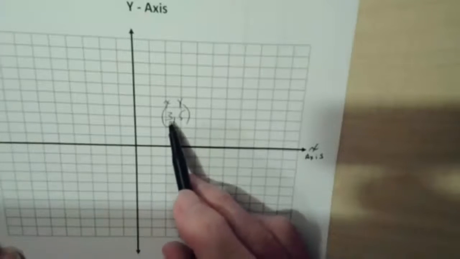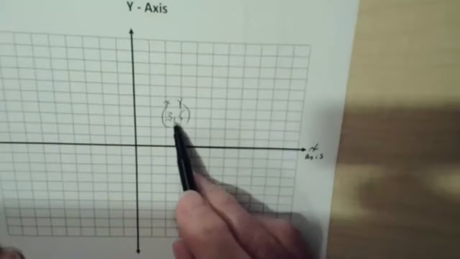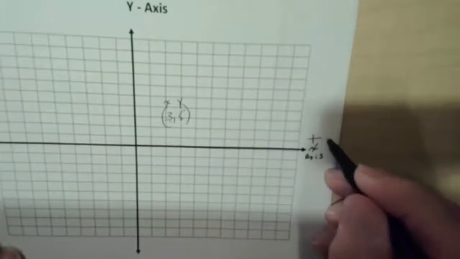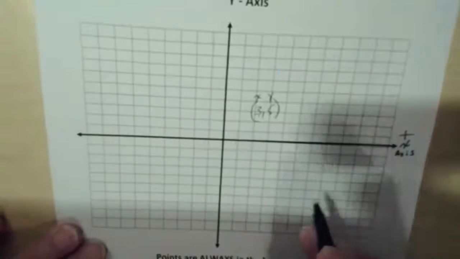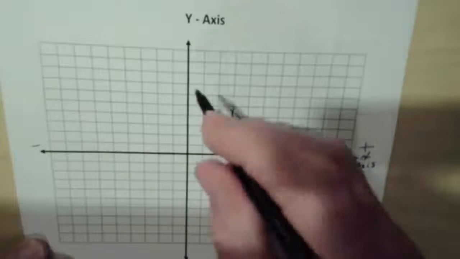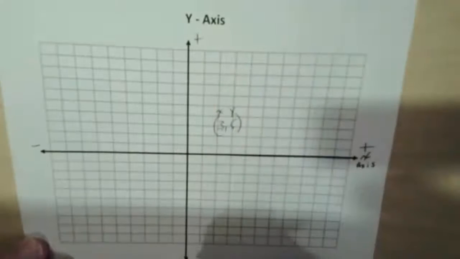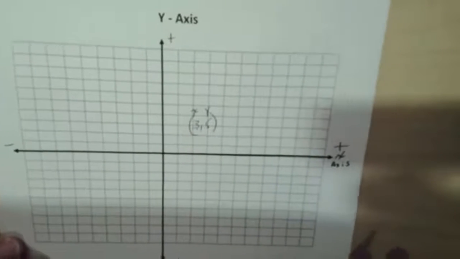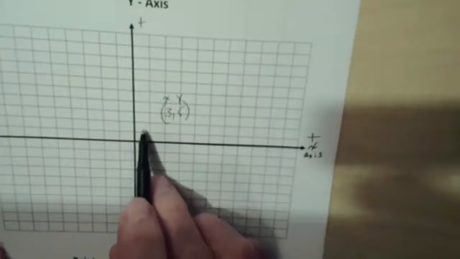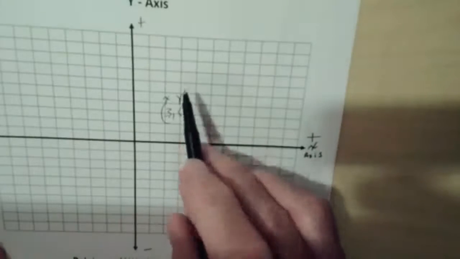Now, some people remember this as in the door, up the stairs. In the door means side to side. Now, this side over here is positive. This side over here is negative. Up is positive, down is negative. Okay, now both these numbers are positive, so it's going to be to the right and up.